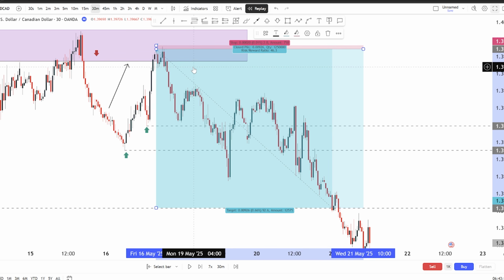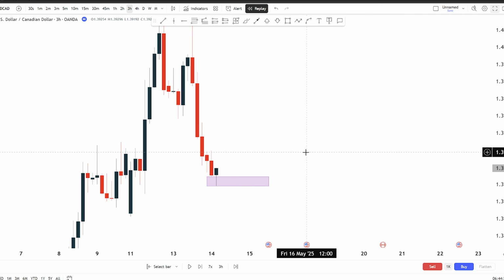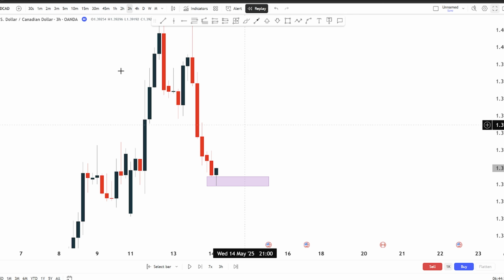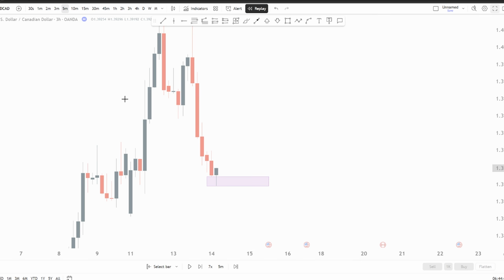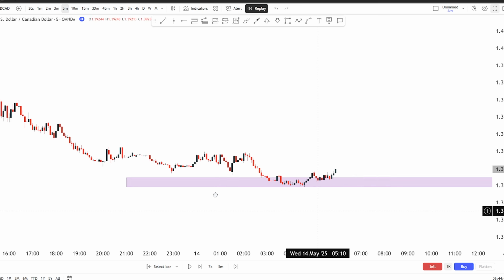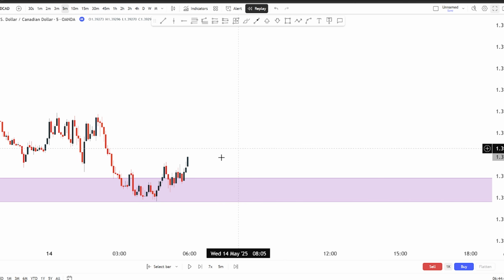Let me try to find that example, because this video is getting too long so far. So here is another example. This one is a little bit tricky, but if we move on, we can see we are on the 3 hours time frame. If we move on to, let's say, the 5 minutes time frame, we are looking to enter the market right here.